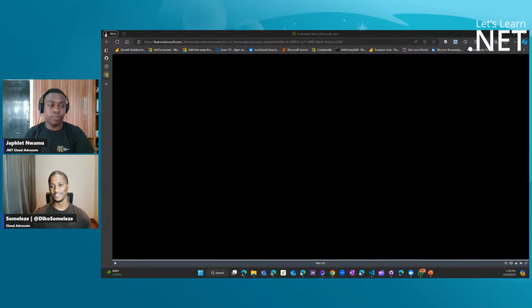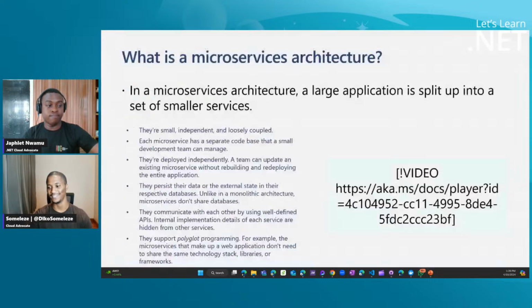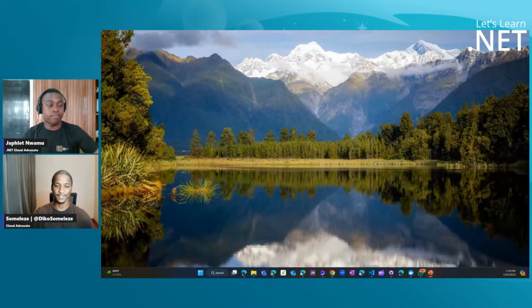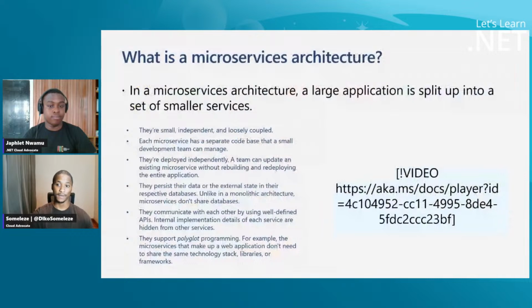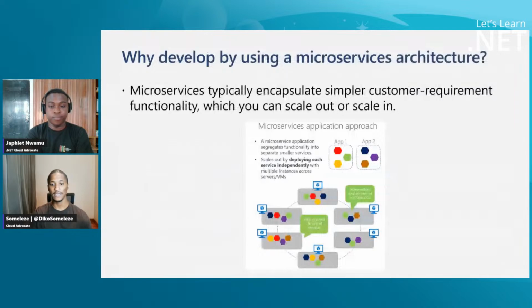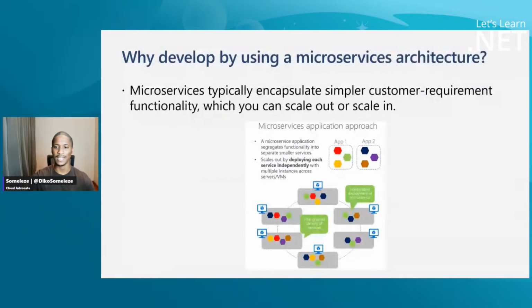Yeah, just like I mentioned, that's actually a greater explanation than what I did. But yeah, definitely that's what a microservices architecture actually means and how you can find your way around it. But it doesn't really stop there, right? So the question is why develop using a microservices architecture? We're trying to avoid that entire scenario that Japhlet actually gave us around using monolithic architecture.